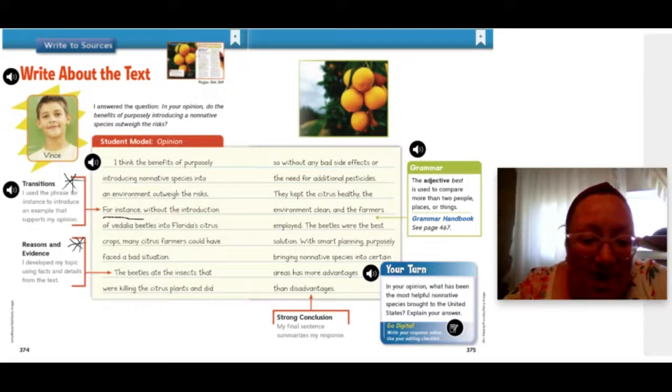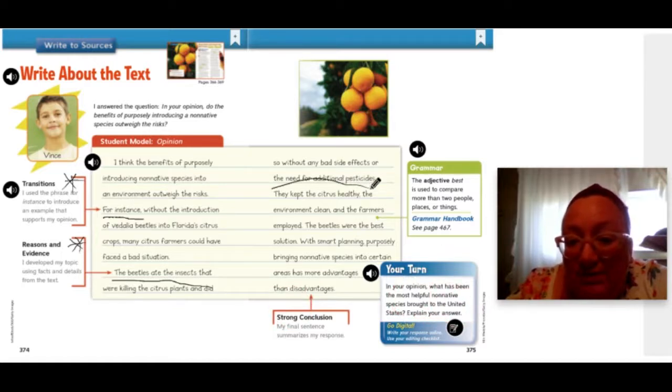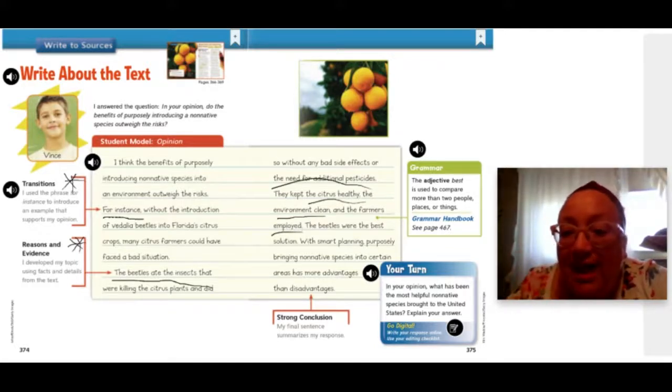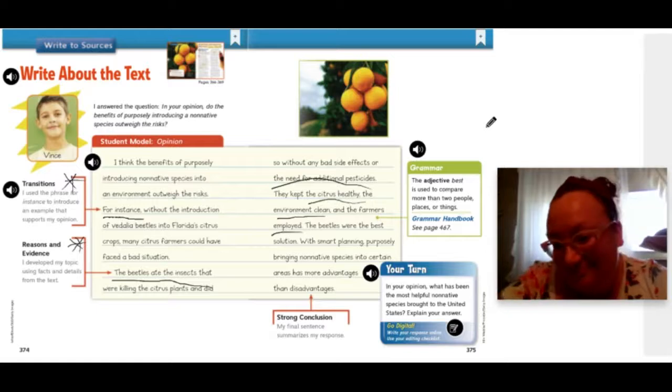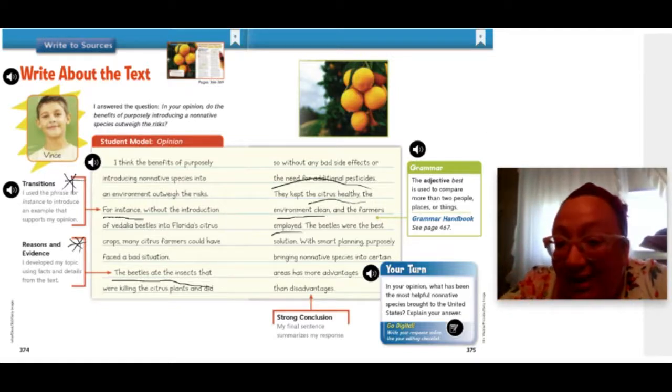He developed the topic using facts and details from the text that we read. Okay, we have that right here. The beetles ate insects that were killing the citrus plants and did so without any bad side effects, or the need for additional pesticides. They kept the citrus healthy, the environment clean, and the farmers were working. So these are all the good things from the text that they use to support their answer.